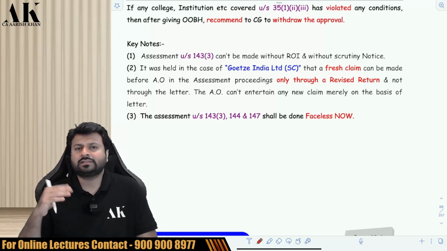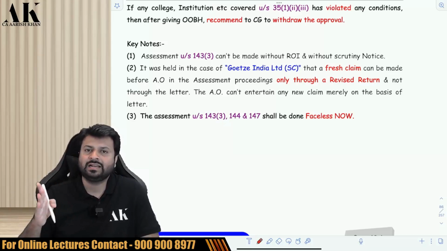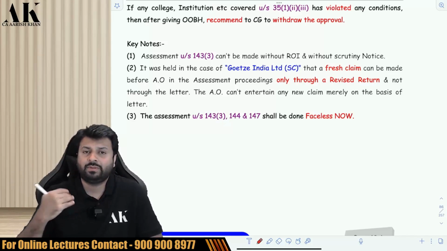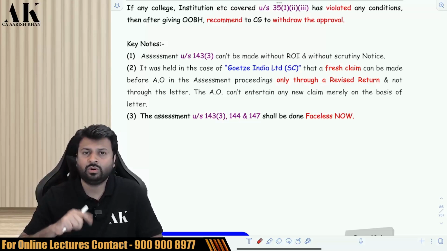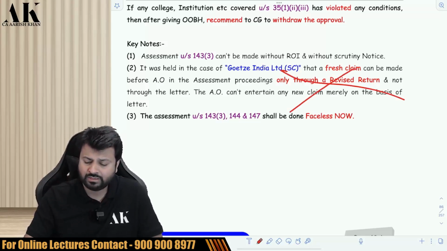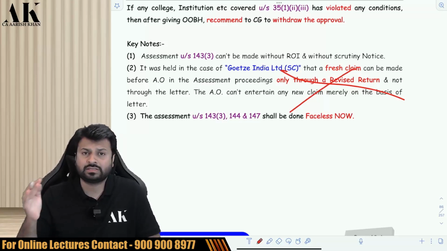Next, there was an assessee whose assessment was going on, and the assessee went to the assessing officer and said, please give me the deduction of 80G. I forgot to take the deduction of 80G earlier. By making a fresh claim in a plain letter, can the AO allow you a deduction merely on the basis of a letter? The Supreme Court held in the case of Goetze India Limited that the AO does not have the power to give any deduction merely on the basis of a plain letter.